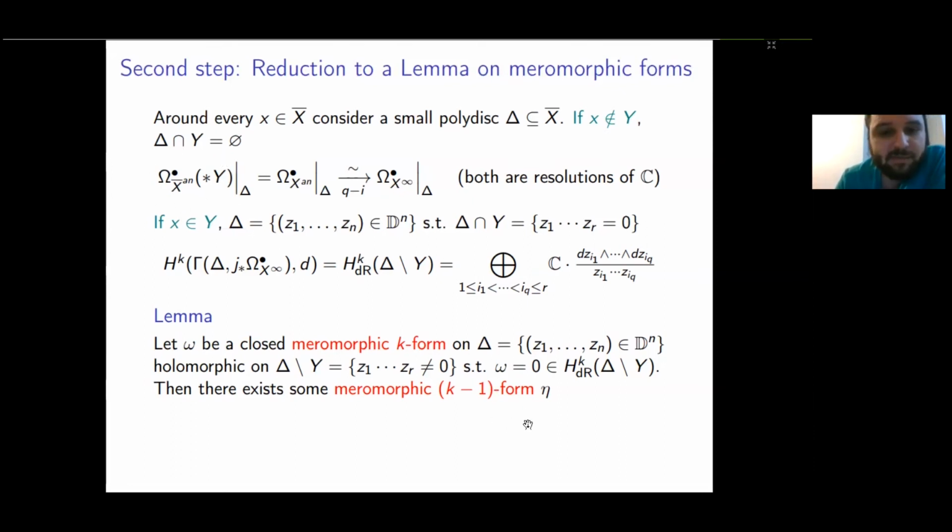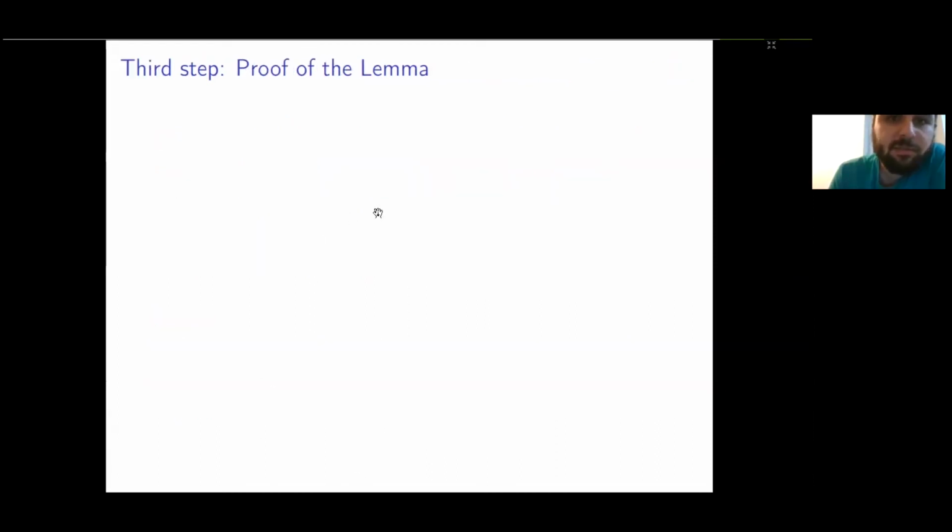That means exactly that there exists a meromorphic (k-1)-form eta defined maybe in some smaller polydisk contained in delta around X, such that this meromorphic (k-1)-form is holomorphic outside Y, and the omega is exactly d of this eta. So now the third step is to prove the previous lemma.